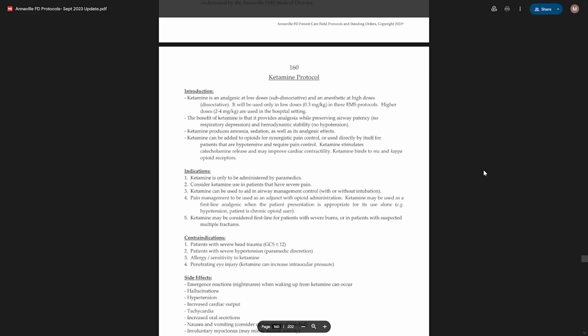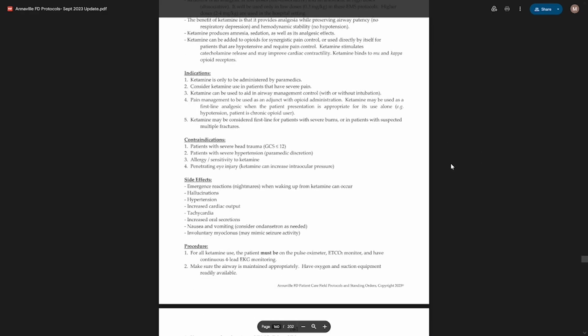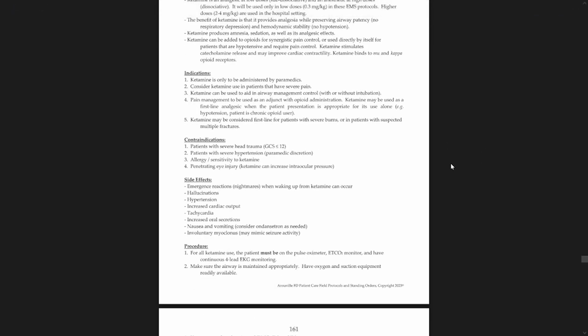Ketamine can be added to opioids for synergistic pain control or used directly by itself for patients that are hypotensive and require pain control. Ketamine stimulates catecholamine release and may improve cardiac contractility. Ketamine binds to mu and kappa opioid receptors. The indication for ketamine is that it is only to be administered by paramedics.